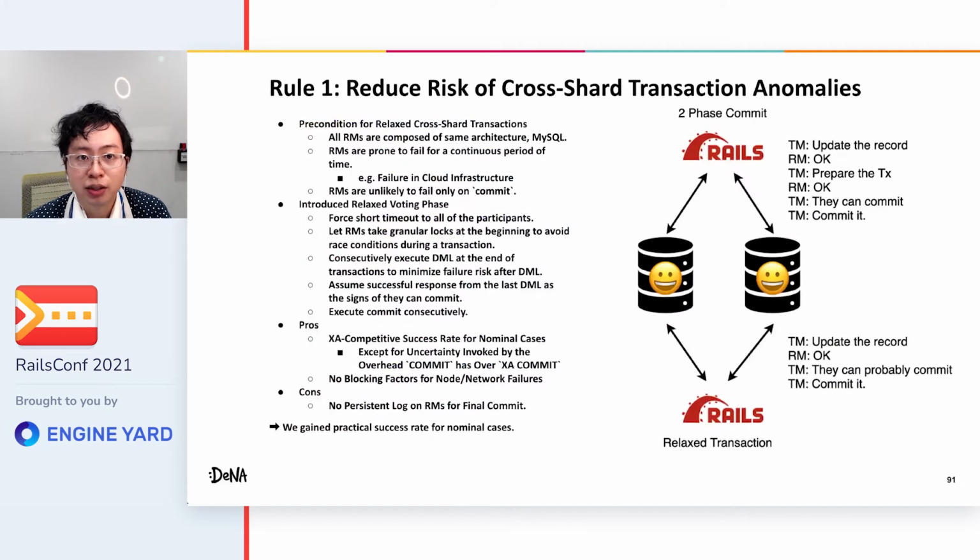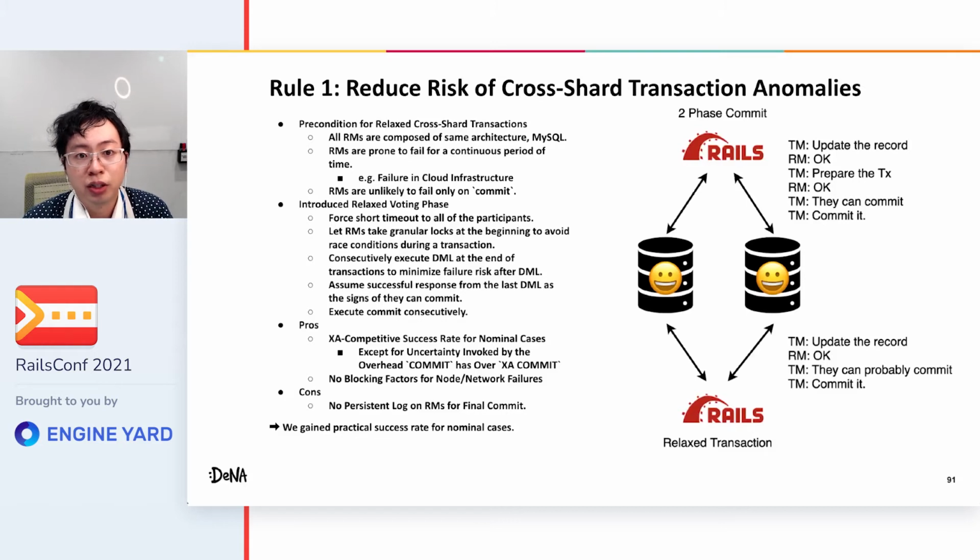Rule 1 is to reduce the risk of cross-shard transaction anomalies. Before proposing this rule, we should check the precondition for relaxed cross-shard transactions. First, all resource managers are composed of the same architecture, MySQL, and then resource managers are prone to fail for a continuous period of time. For example, failure in cloud infrastructure can trigger this kind of failure. Also, resource managers are unlikely to fail only on commit.